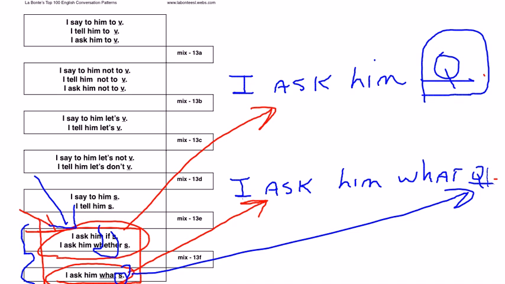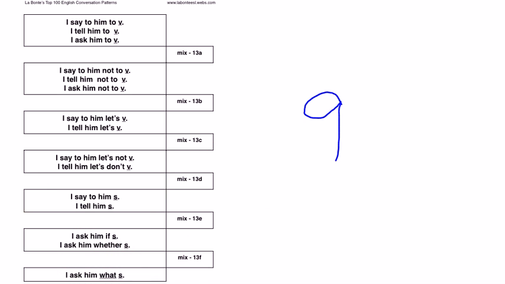So with the simple verb go, if you go through all the patterns, please listen. I said to go. I said not to go. I said to him, let's go. I said to him, let's not go. I said I went. I asked him if he went. I asked him why he went.